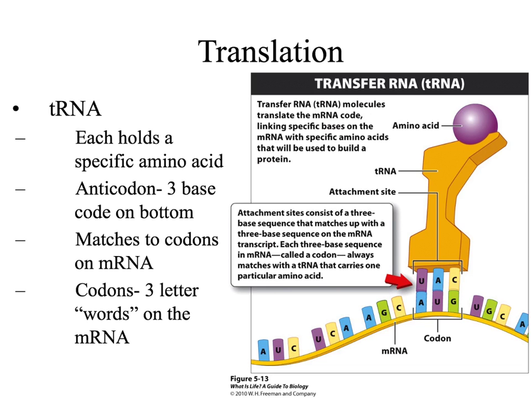tRNAs are one of the key players during translation. This is where the actual translating occurs. These guys are kind of like the secret decoder ring that helps us turn the code of mRNA into an actual amino acid sequence. Each tRNA has a specific amino acid at one end. At the other end, we see an anticodon. This is a piece of RNA that will line up with a codon, or three-letter word, on the mRNA. Those codons and the anticodons are how we go from mRNA messaging to an actual amino acid.